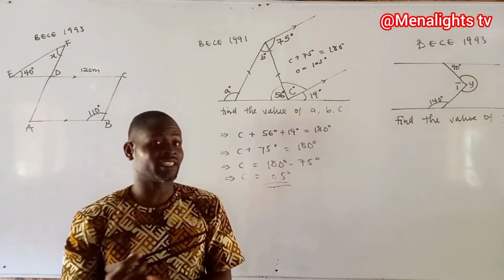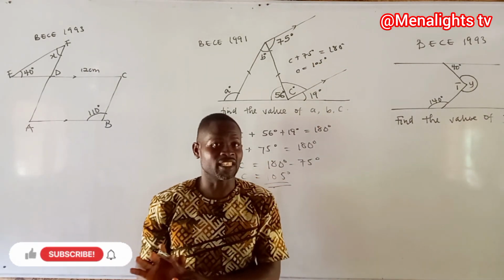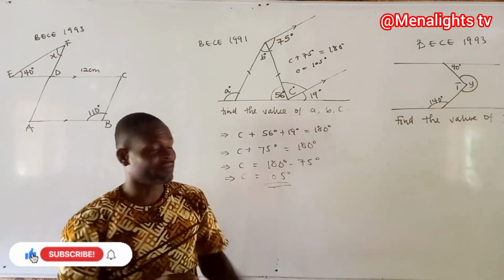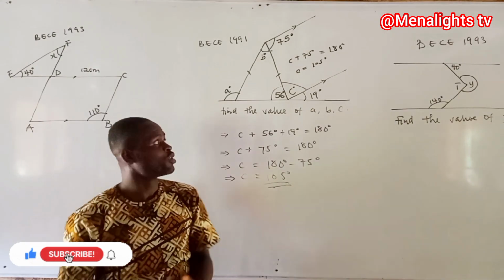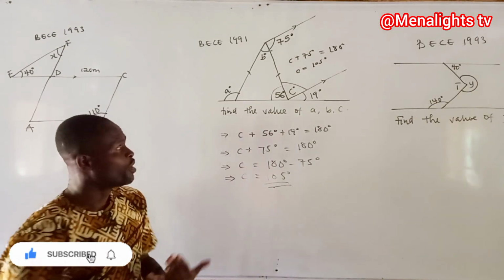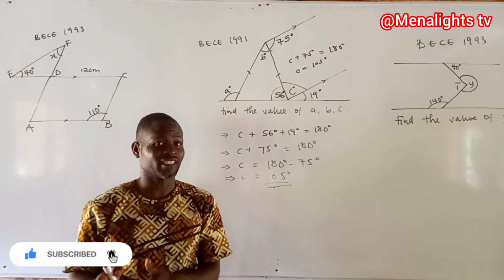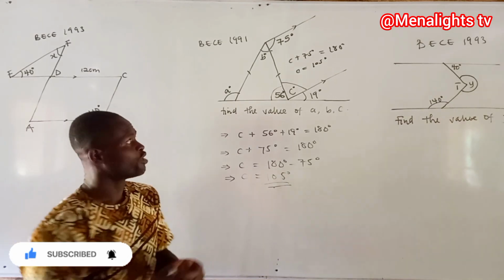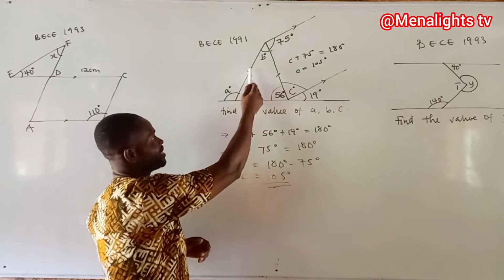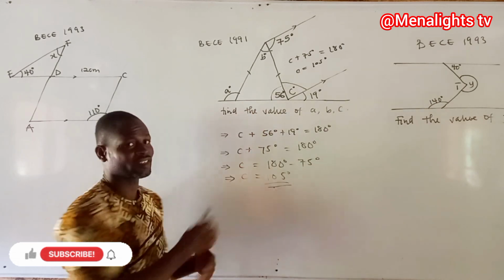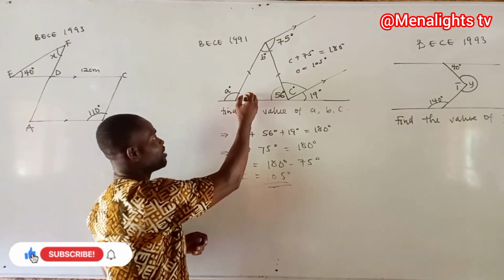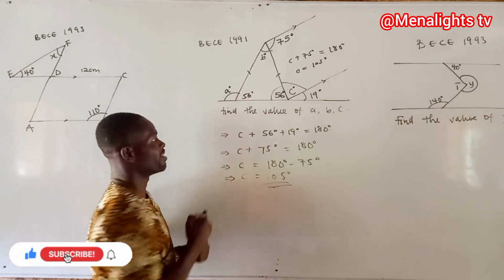That means when you subtract 75 from 180, then we are left with 105 degrees. So for us to find the angle at B, we know that the sum of angles in a triangle is equal to 180. Since we have these two markings here, that means the base angles here are the same. So that means this side is also 56 degrees.